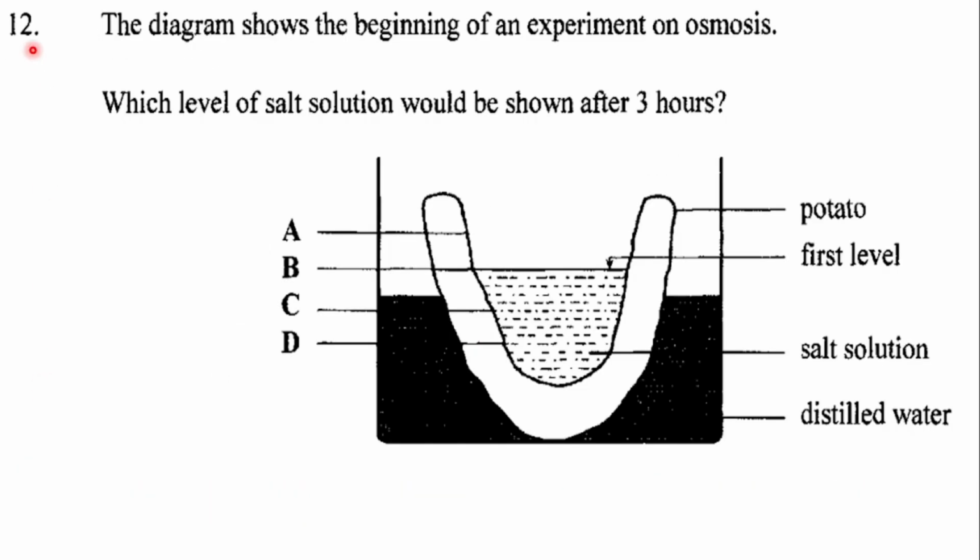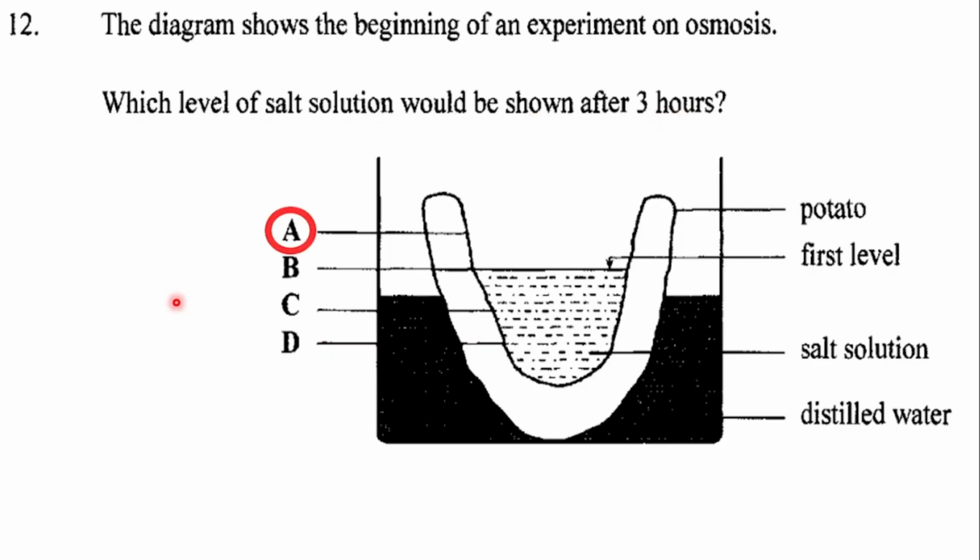Let's move on to question number 12, and it says the diagram shows the beginning of an experiment on osmosis. Which level of salt solution would be shown after 3 hours? So we have level A, we have B, and B is the first level. We have C, and we have D. So which level of salt solution will be shown after 3 hours?